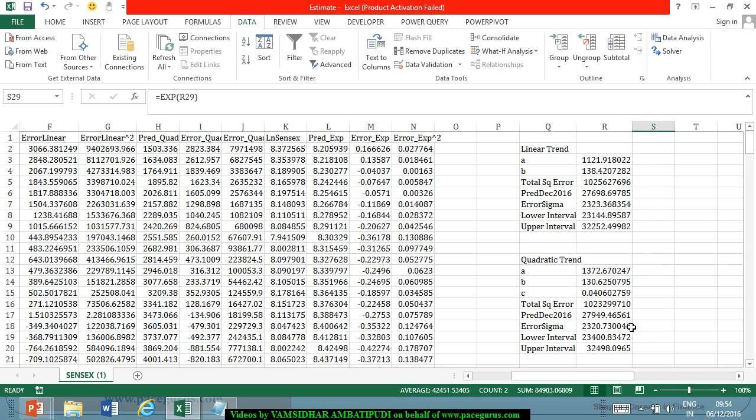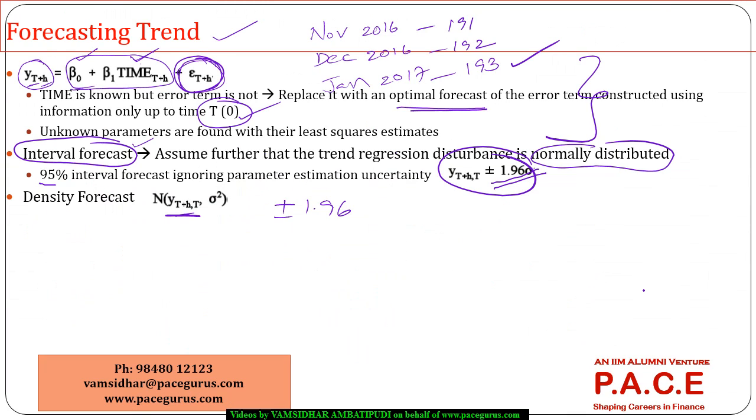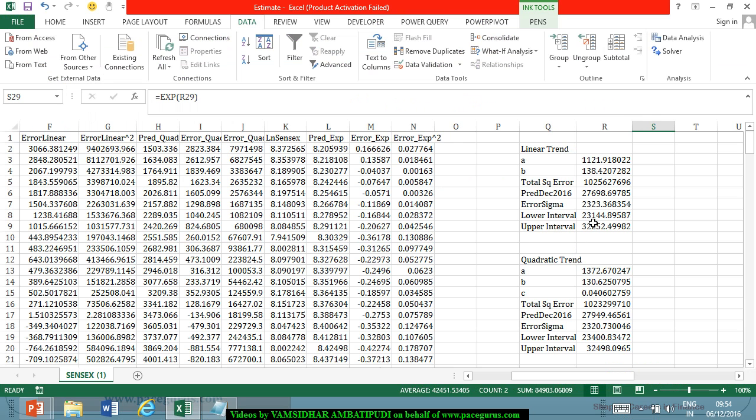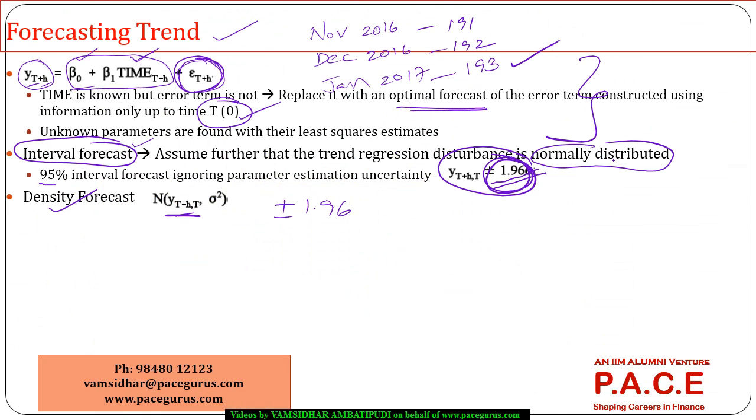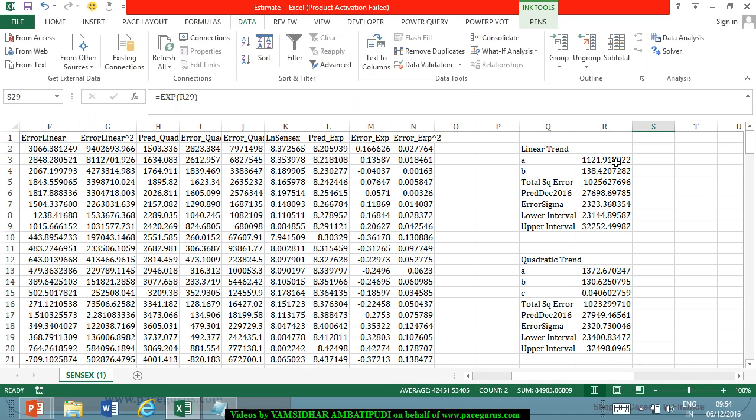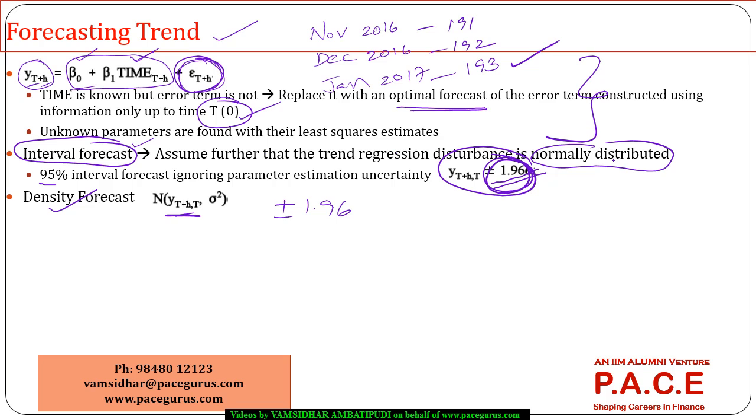Whereas with the quadratic trend and linear trend, these are the 95% confidence intervals. So only if I am taking the interval, I will talk about plus or minus 1.96. And if I am talking of the density, I will take the predicted value plus or minus 1.96 times the sigma. So both of them are considered when I am looking at the density forecast. So these are the trend forecasts that I have got for my data for these three kinds of trend models.